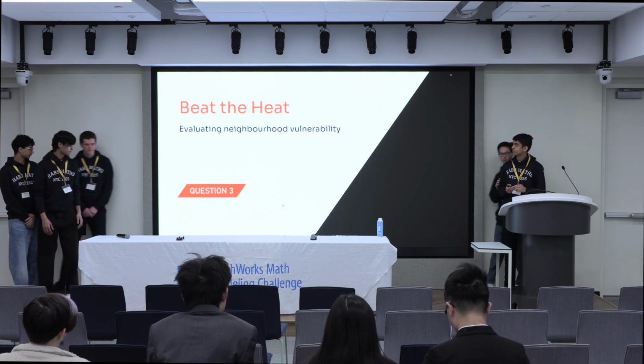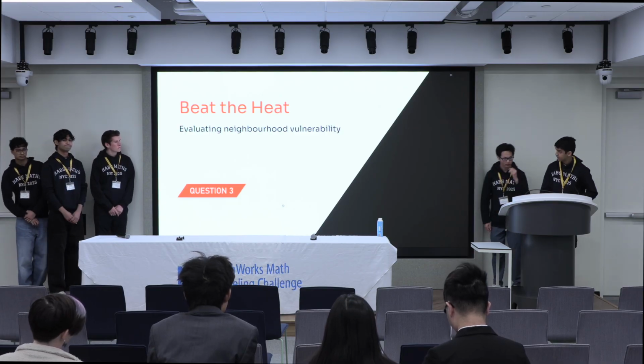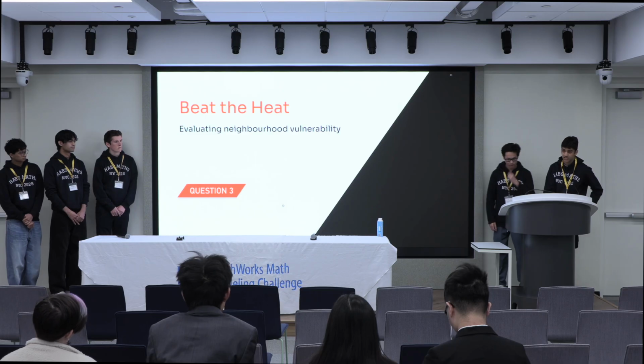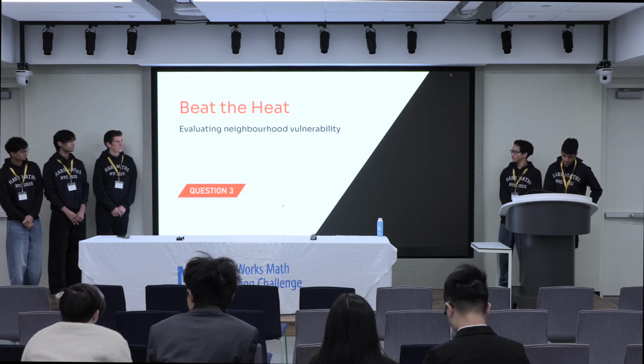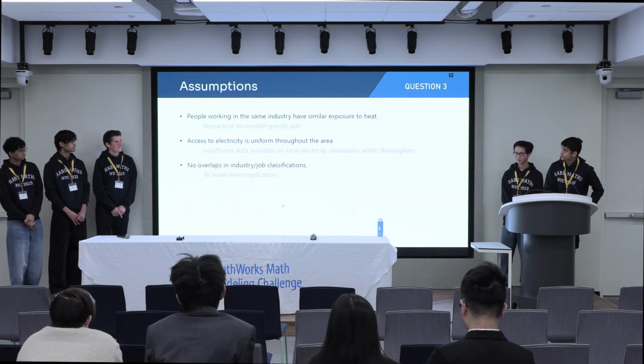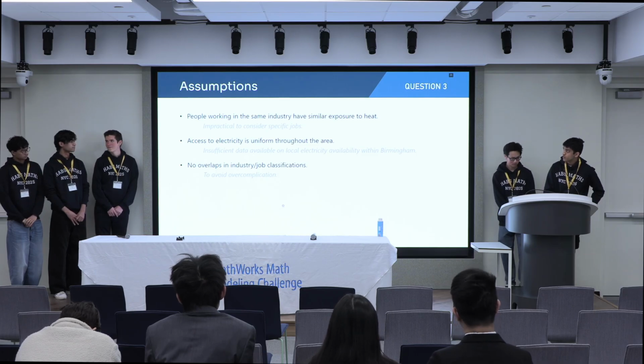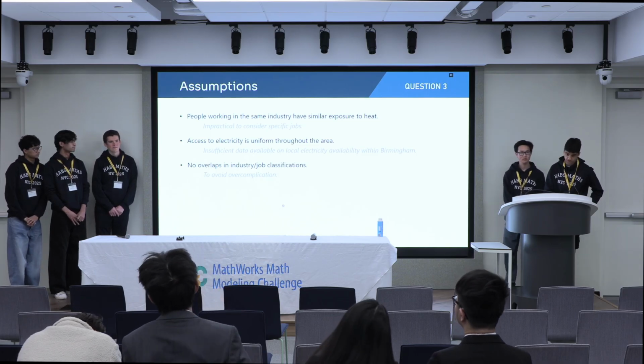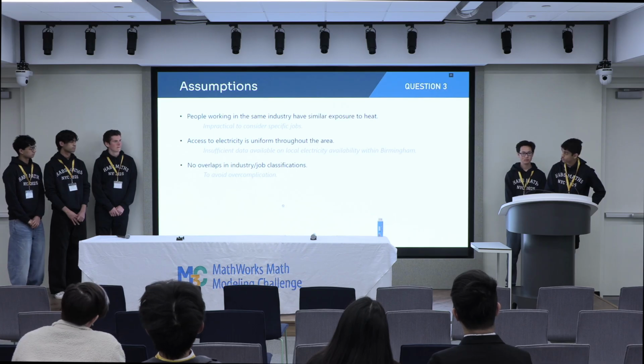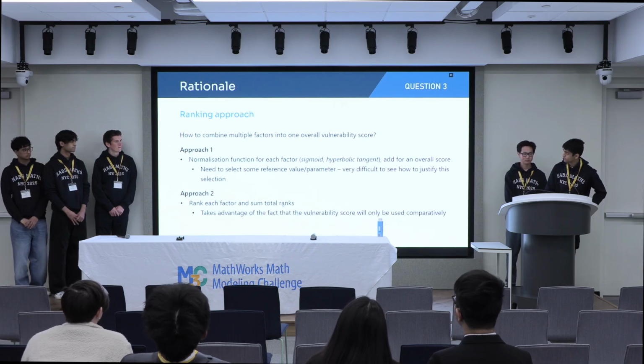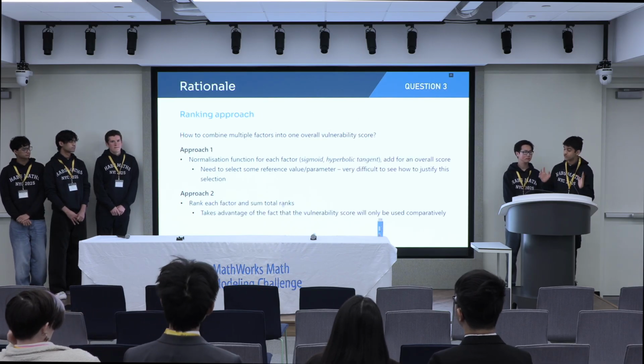So question 3 was about calculating a vulnerability score to power outages and heat waves for neighborhoods in Birmingham. The assumptions were mostly made due to insufficient data and to avoid overcomplication. I'll gloss over that. Our rationale: we had two potential approaches.